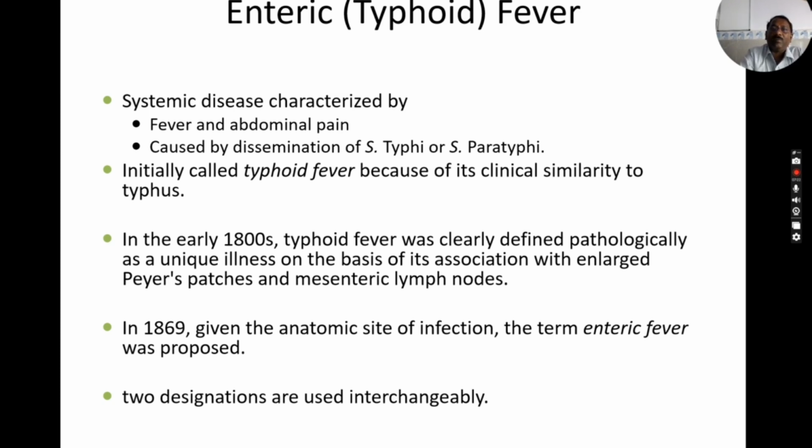Initially it was called typhoid fever because of its clinical similarity to typhus. In the early 1800s, typhoid fever was clearly defined pathologically as a unique illness on the basis of its association with enlarged Peyer's patches and mesenteric lymph nodes. In 1869, given the anatomic site of the infection, the term enteric fever was proposed, because the infection is in the Peyer's patches of the small intestine. The two designations are used interchangeably right now, both enteric fever and typhoid fever.